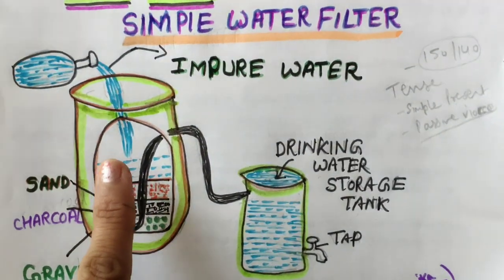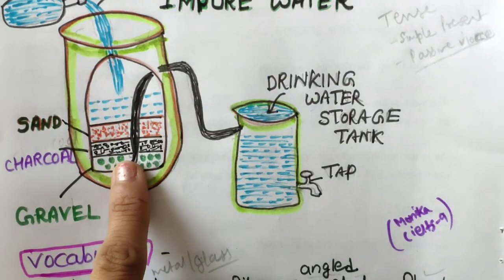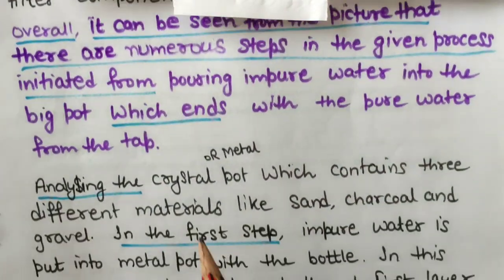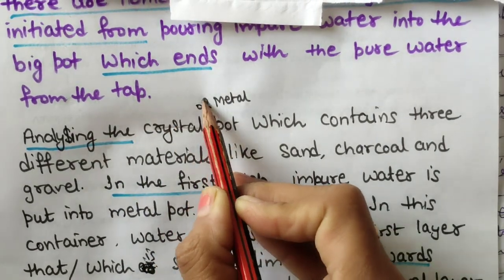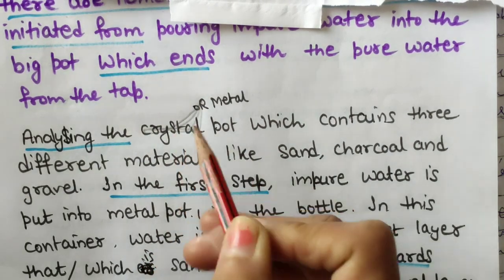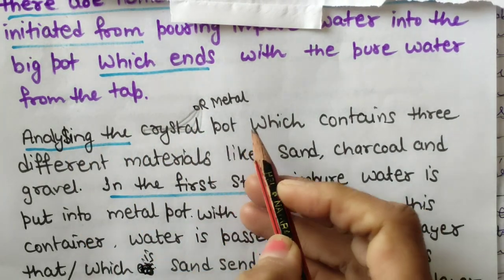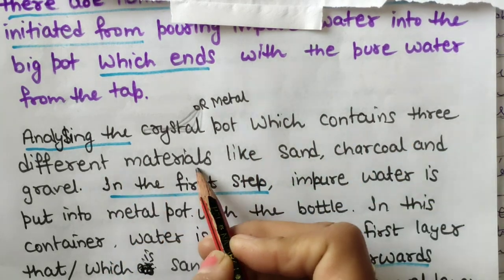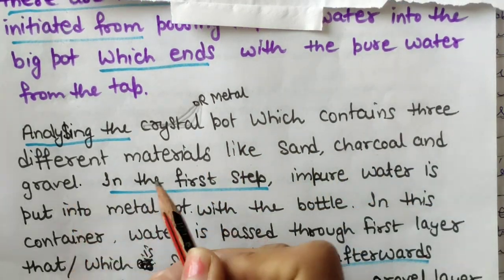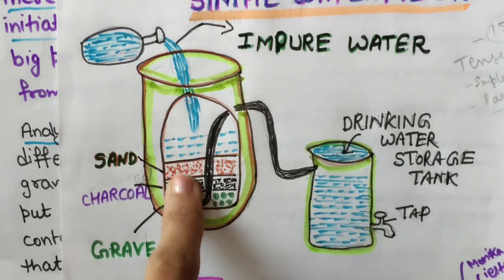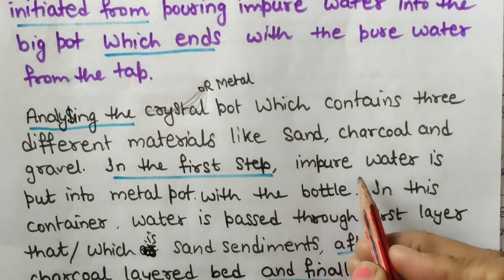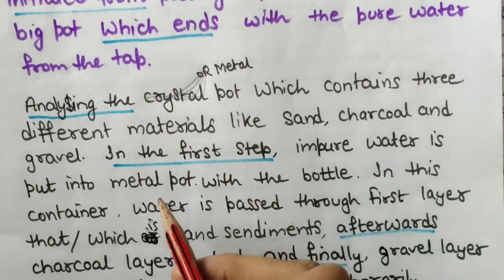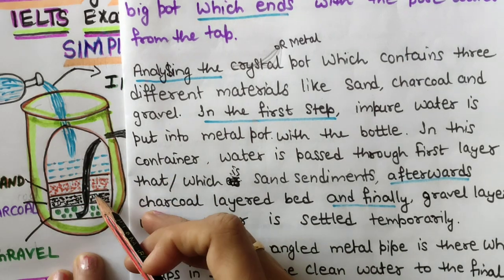Now we will start from this first process. So in the first body paragraph, what we are going to write, analyzing the metal pot. Or glass pot you can write. Analyzing the metal pot or container which contains three different materials like sand, charcoal and gravel in the first step. Now I have given what this pot is containing, three things. Now the first step we are going to discuss. In the first step, impure water is put into the metal pot. See this, I am showing you the full diagram.